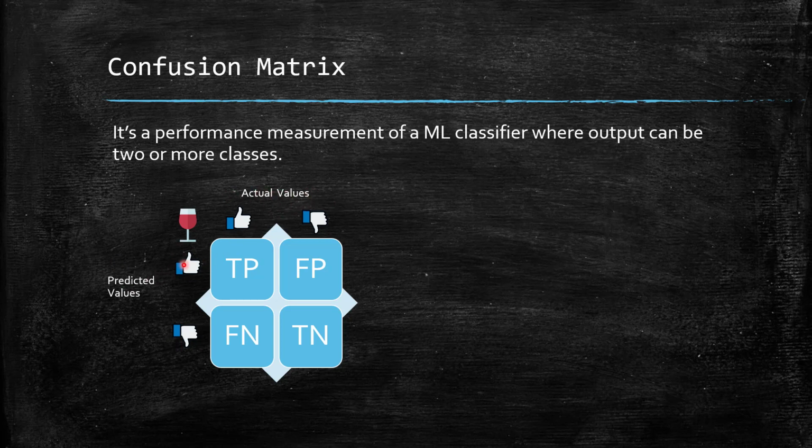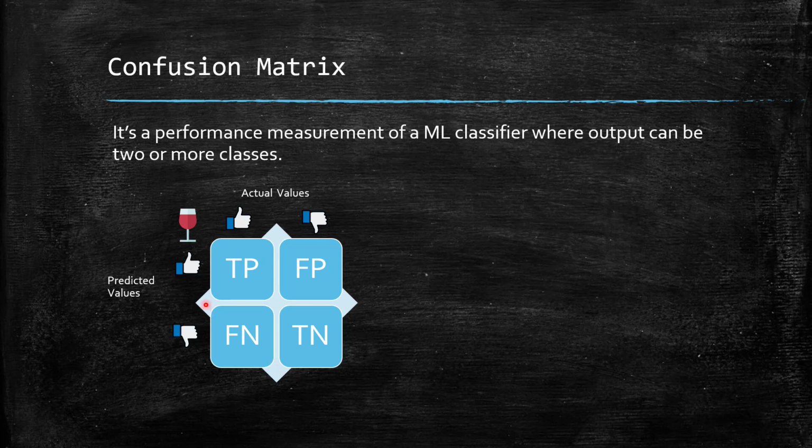Now here, basically what this particular box means is that we predicted true, or good wine, and the wine is also good over here. Now in this box, we predicted the wine is good, but in reality the wine is actually not good over there.